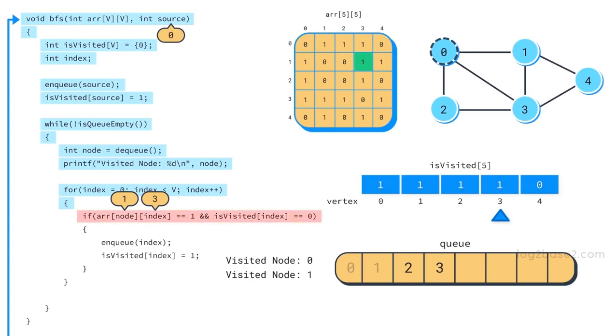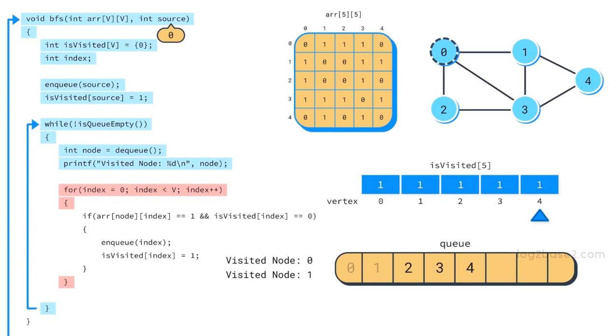So if fails again, and in the next iteration index equal to 4 and ARR of 1, 4 equal to 1 and isVisited of 4 equal to 0. That is, 4 is a neighbor of 1 and it is not visited yet. So insert it into the queue and make it visited. So isVisited of 4 equal to 1 now. In the next iteration, the condition index less than v fails and control comes out of the for loop.